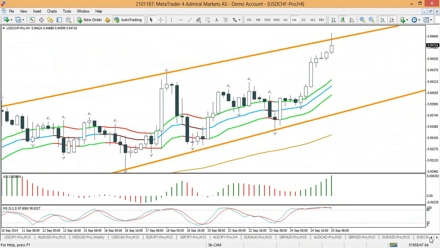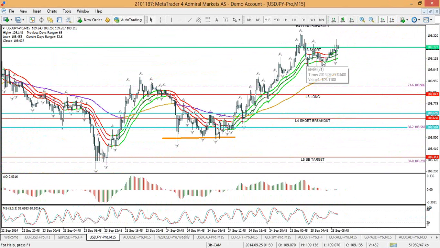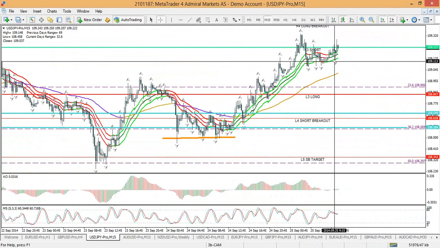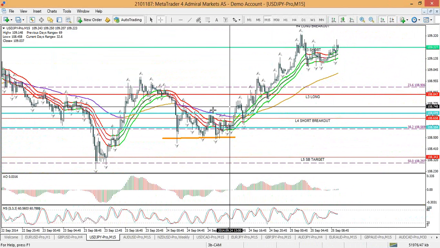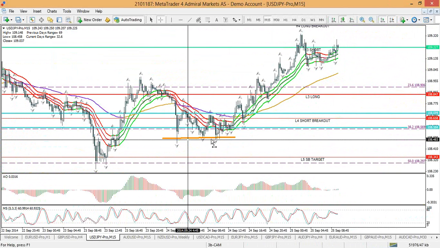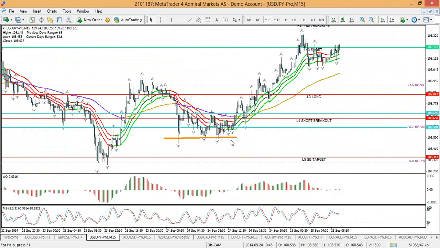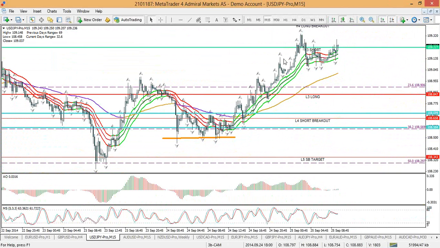Let's see. Next one. Dollar yen. Looks like it's in a bouncing spot. Tried to break out of the H3 here. And I forgot what we said yesterday. Let me just take a look here. I think a breakout maybe below this line, I guess. I really don't remember. But that didn't happen. Price bounced off that, in fact. And the moving averages were aligned already from here.